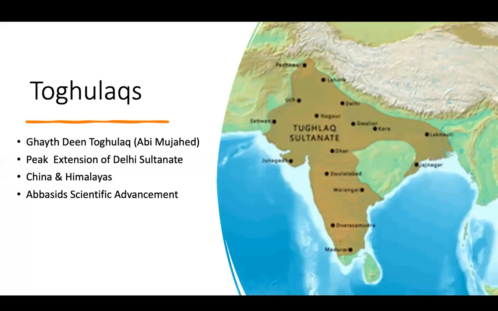Tughlaqs, one of their famous rulers was Ghaythuddin Tughlaq. They call him Abi Mujahid. And why do they call him Abi Mujahid? Because he's continuously fighting in India for the spread of Islam. This was the age of the peak extension of the Delhi Sultanate.